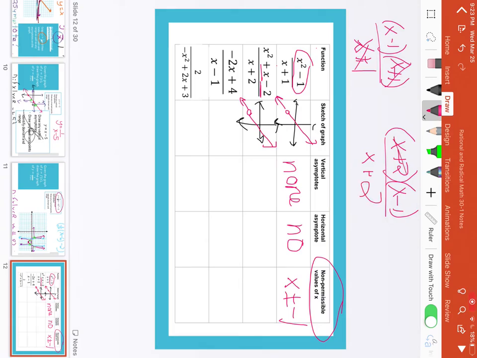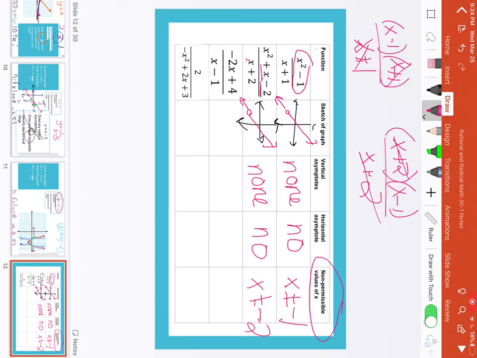So again, the x plus 2 cancels out, so we have another hole in the graph, so there are no vertical asymptotes. And because it looks like a linear graph, and when you think of your rules with horizontal asymptotes, the degree of your numerator is higher than the degree of your denominator, there are no horizontal asymptotes. However, that hole in the graph is a non-permissible, so I would write x cannot equal -2.